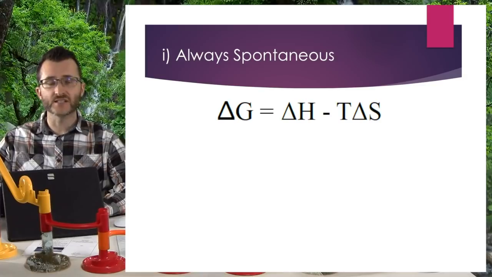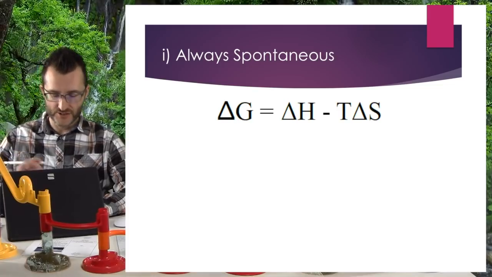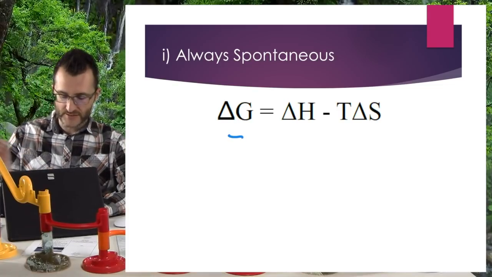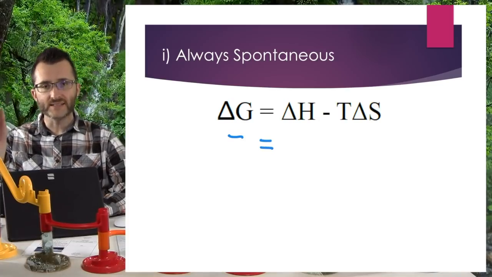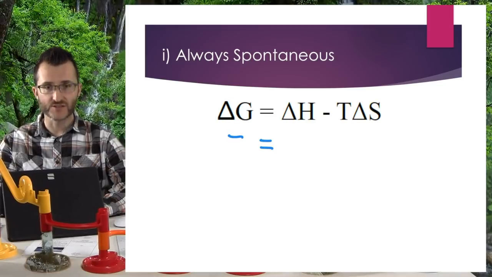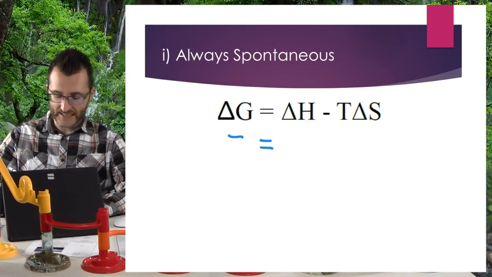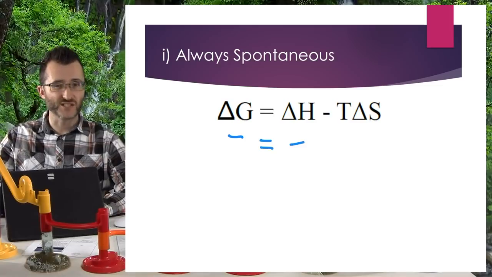Let's look at conditions under which a reaction is always spontaneous. Well, as mentioned earlier, if it's spontaneous, then delta G should be negative. So I'm gonna label delta G as being negative. Now I'm gonna ask myself, what delta H and delta S values will mathematically give me a negative delta G? Well, clearly a negative delta H is gonna help delta G be negative.